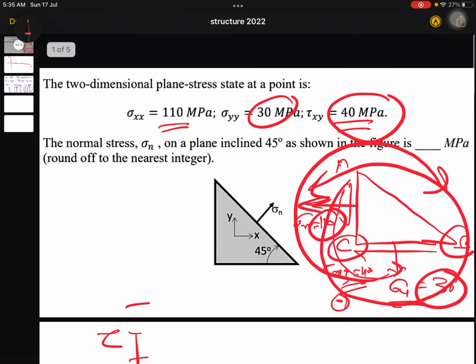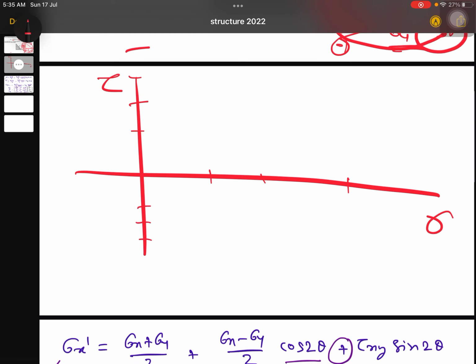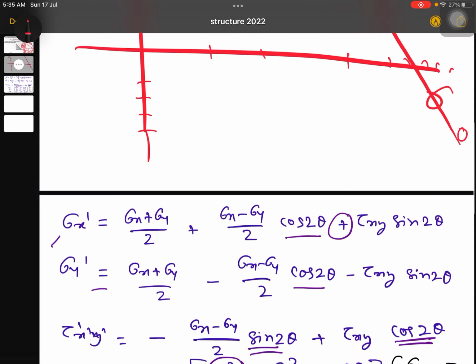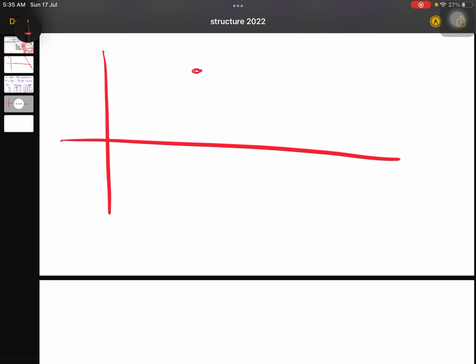So actually, sorry, minus 40 and 110. So 110 is positive. So minus 40 you will go in this direction like this, and 110 means again you will go further like this. Okay, it means one point is here and one point you will be having somewhere here, and then like this you will be having some kind of Mohr circle. Okay, so you got the idea of what kind of Mohr circle we are going to get. So we are going to get one point here and one point here, and this kind of Mohr circle we are going to get. Okay, done.